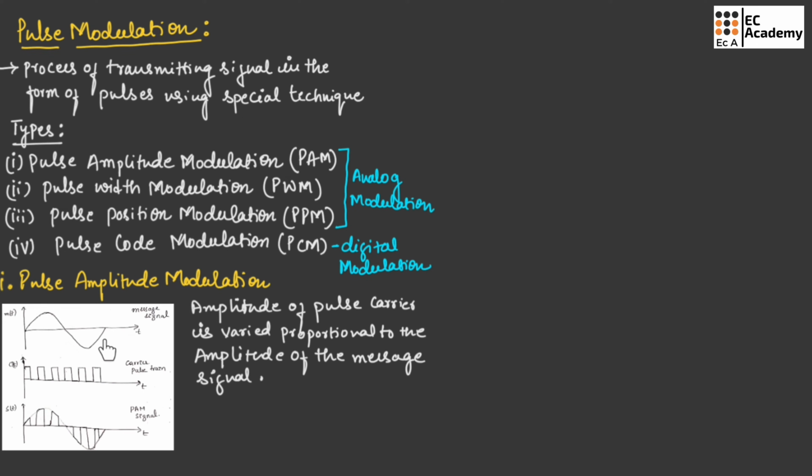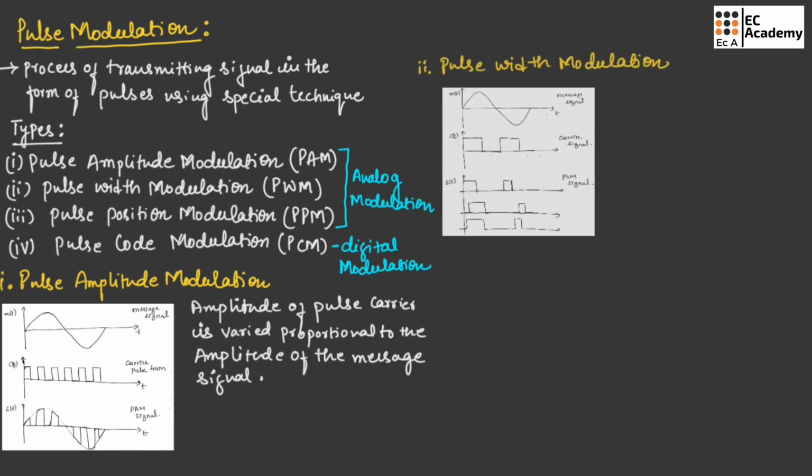The pulse amplitude modulation is shown in this figure. Here we are considering a message signal and a carrier signal which is in the form of pulse. So, the amplitude of this pulse is varied in accordance to the instantaneous amplitude of the message signal to obtain the pulse amplitude modulation signal as shown in this figure. As you can see here, the amplitude of the pulse is varied in accordance to the instantaneous amplitude of the message signal. Now let us understand pulse width modulation.